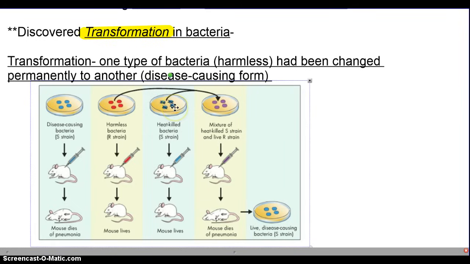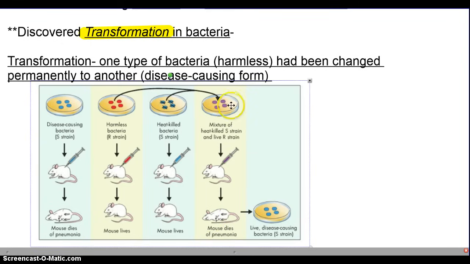Well, then he was like, okay, what if I took a little bit of this S strain and a little bit of this R strain and mixed them together in a culture? Well, his guess was, since the disease-causing bacteria, the S strain, was no longer alive, that the mouse would live. But actually, lo and behold, what happened? The mouse died of pneumonia.